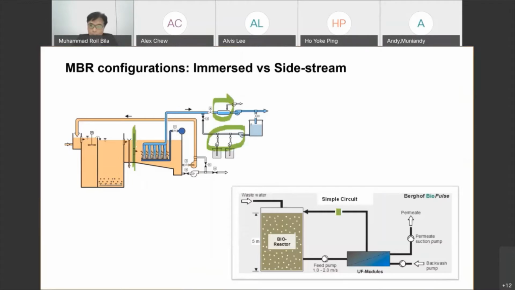This is a submerged system, and then a better illustration of the side stream probably will be this one. So you see we also have a pump for backwashing, we have a permeate pump, this is the feed pump for recirculation and so on. So yes, simple, basic.